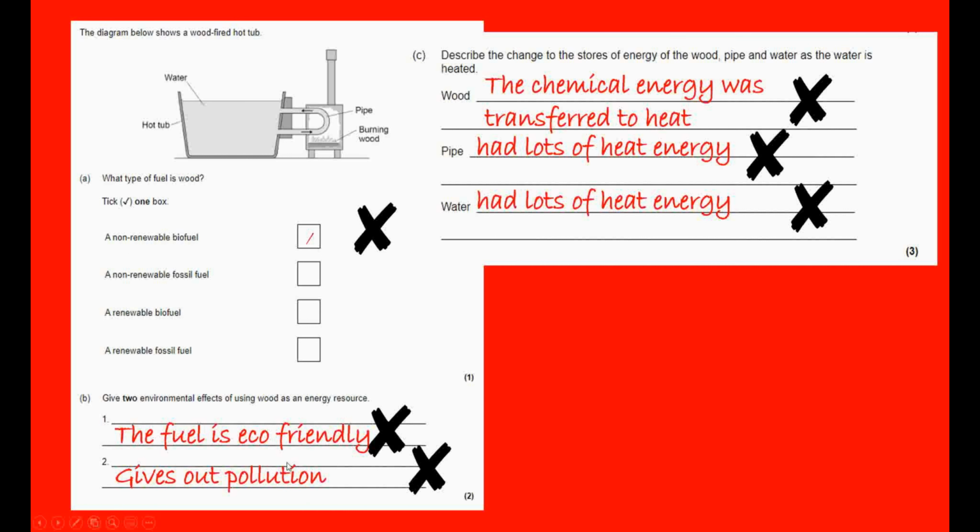What type of pollution? The second part, part C, this is tricky. So it just says, describe the change to the store of energy of the wood, pipe and water as the water is heated. When the exam asks for a change, it's looking for something that goes up, something that goes down, or something that stays the same. So even though when they've said the chemical energy was transferred to heat, while that's true, chemical energy is transferred to heat, that's not talking about the change.